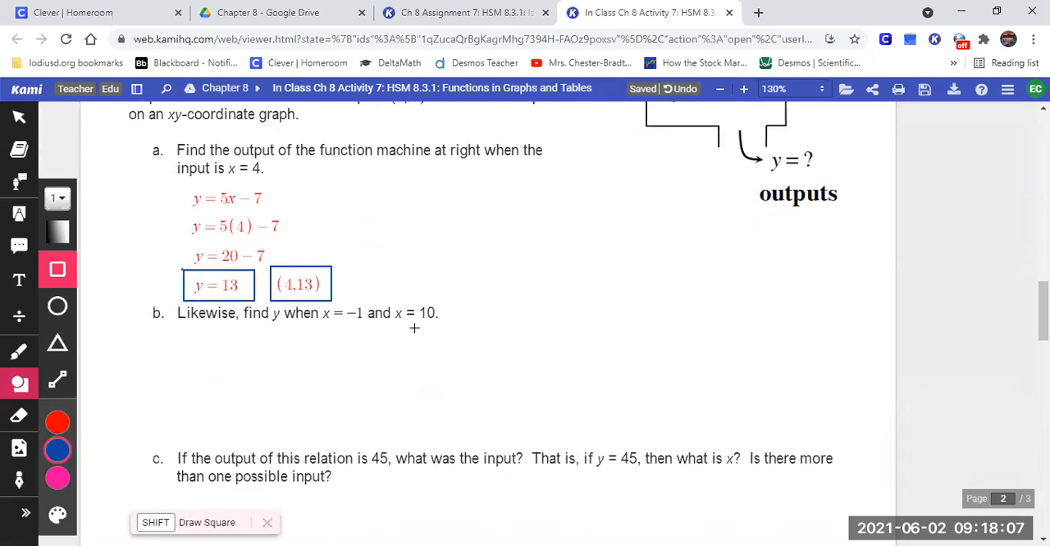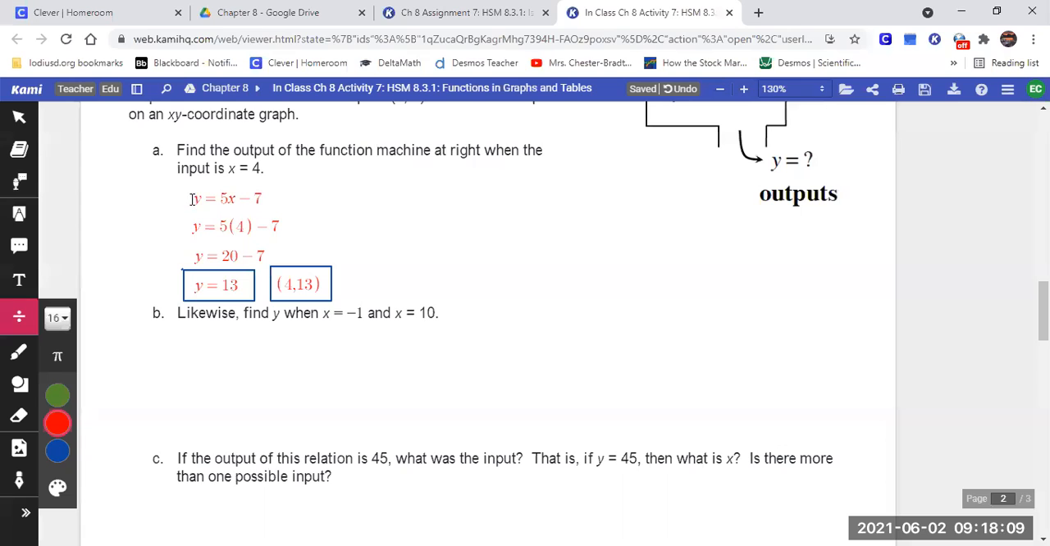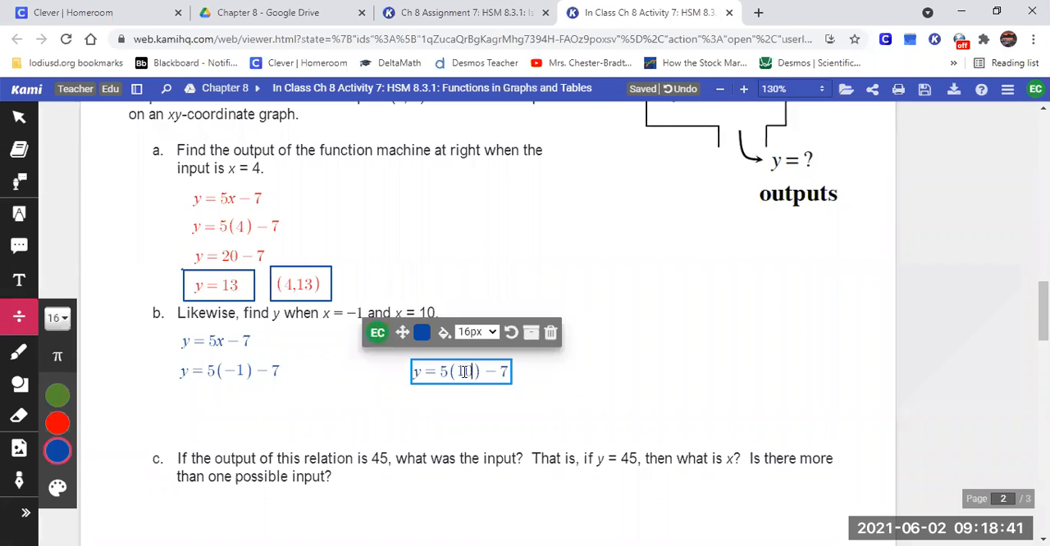So they want us to figure out 2 more. Working smart, not hard. I'm going to go copy my equation. And I'm going to go copy the work for the equation, working smart, not hard. And I'm going to put that in 2 spots because I have to do 2 of them. I don't need the equation twice, I just need the work twice. The first one is going to be a -1 for the x. The second one's going to be the 10 for the x.